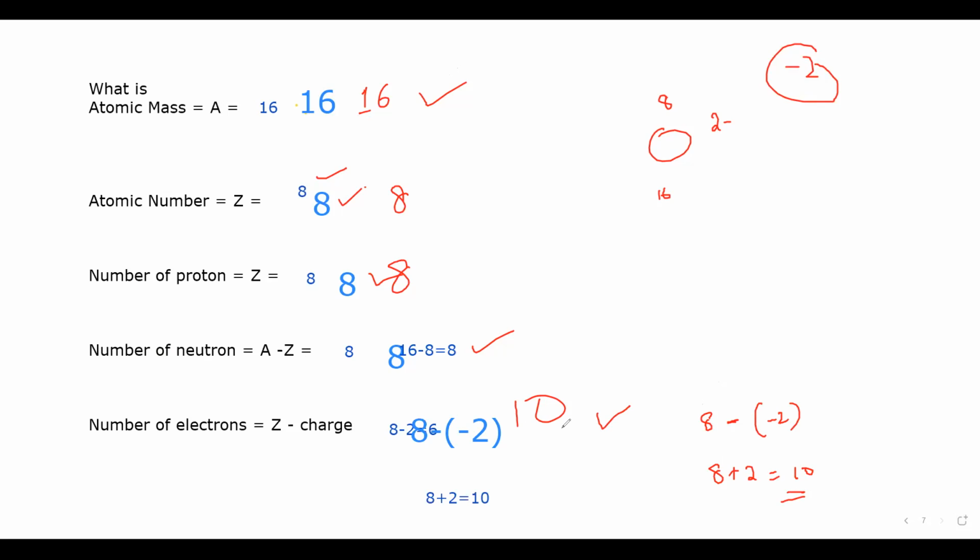How to get the number of neutrons? The number of neutrons is equal to A minus Z, meaning atomic mass minus atomic number. So when you take the difference of atomic mass and atomic number, you get the number of neutrons. So what is the atomic mass here? 16. And what is the atomic number here? That is 8. So 16 minus 8, what do we get? We get 8, and that shows the number of neutrons.